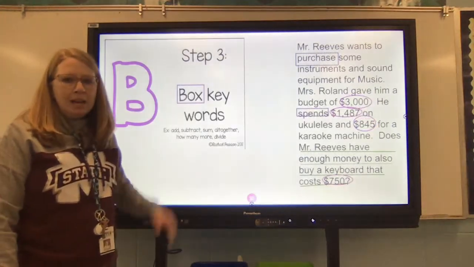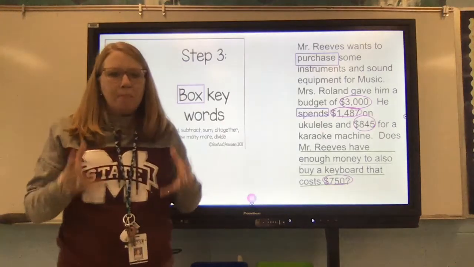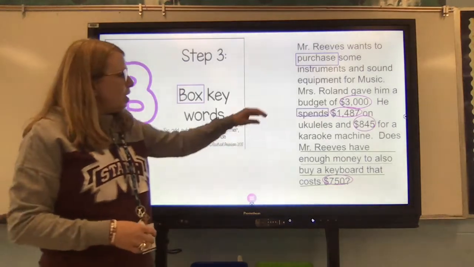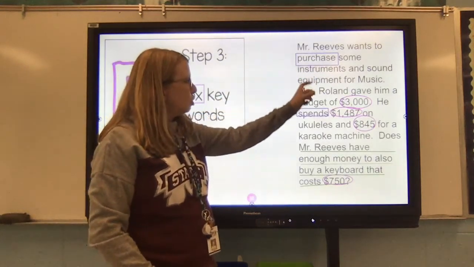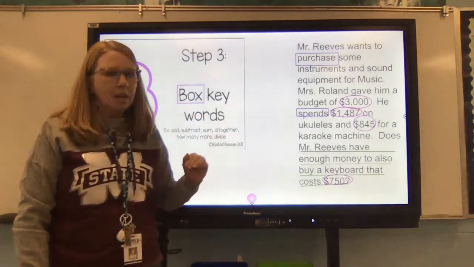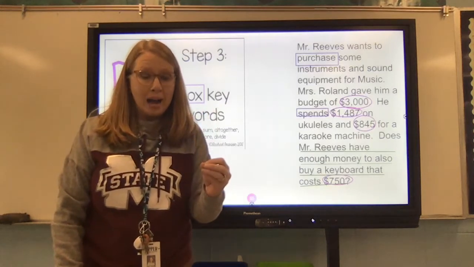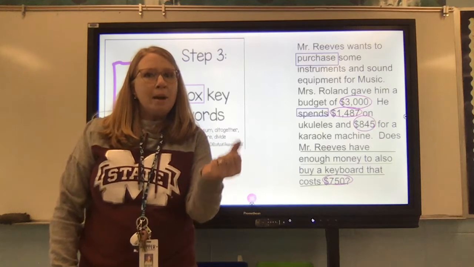B, we're boxing in our keywords. So again, we're going to come in, we're going to box in some words that are going to help us solve the problem. So one of the words that I have boxed in is purchase. Mr. Reeves wants to purchase some instruments and sound equipment for music. So I've got to think, what does purchase mean? It means to buy.